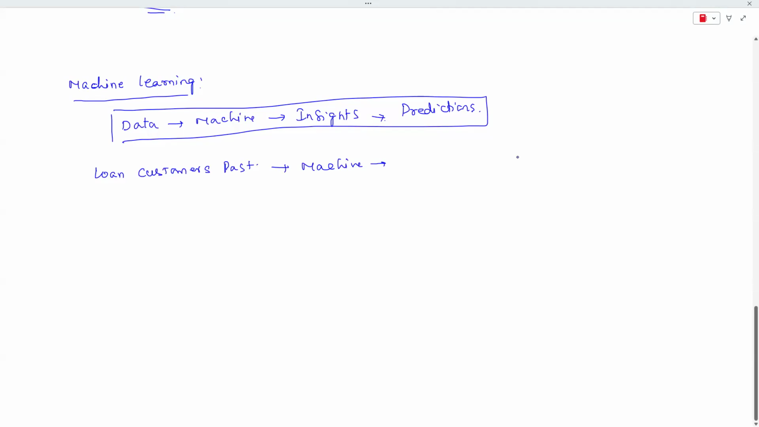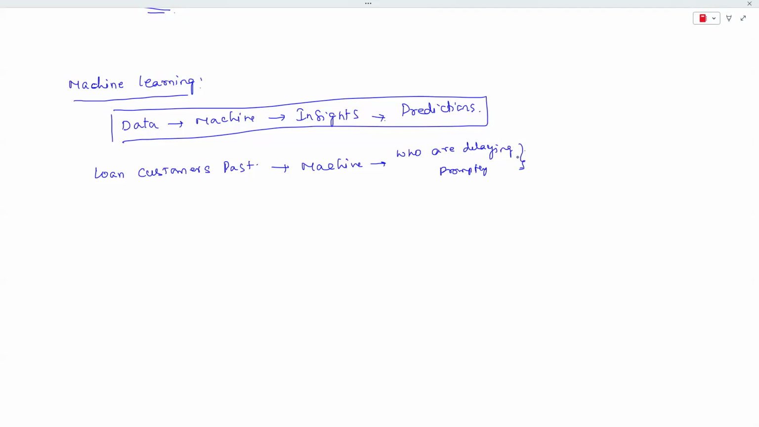Insights means something like who are delaying. What are the characteristics of the customers who are delaying their EMIs, and who are not delaying, who are paying their EMIs promptly? It will tell you some insights. For example, people of this age group who are married, who have a salary of less than 40,000, and who have applied for a loan of more than 5 lakhs, these customers are not paying the EMIs promptly. Like that, it will give you some insights.